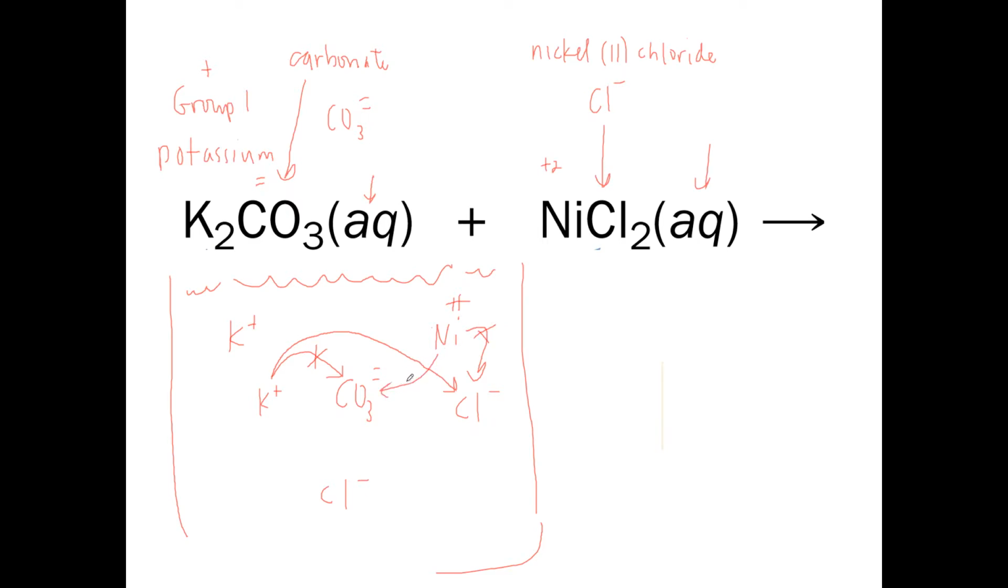But it might precipitate with carbonate. We did this before. Nickel, carbonate. There's a +2 on here and a -2 on that, so this is going to go 1 to 1. We look at the bottom row of table 4.1, and you see that's insoluble. That's going to become a solid.